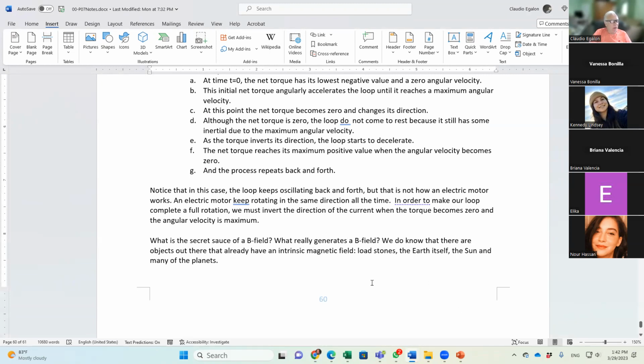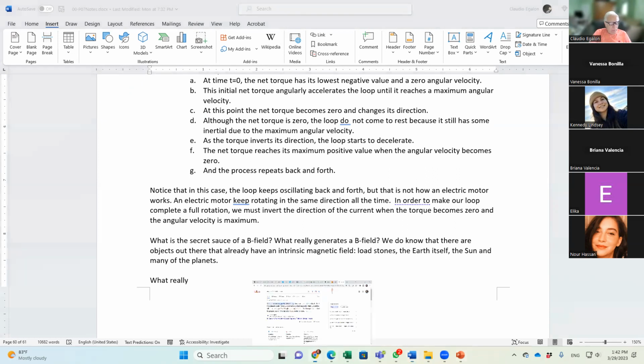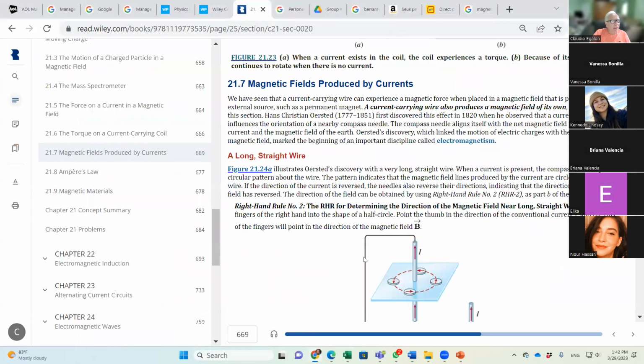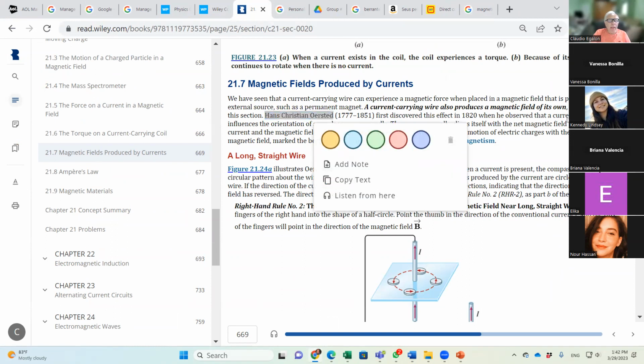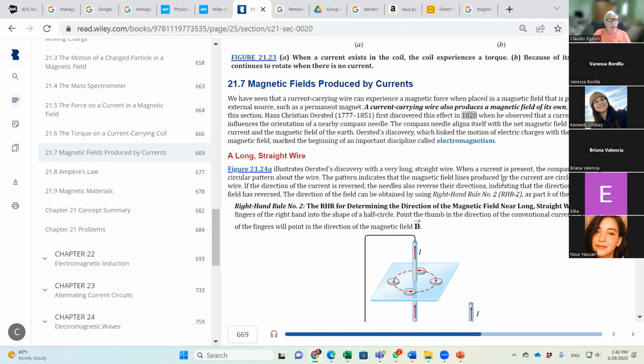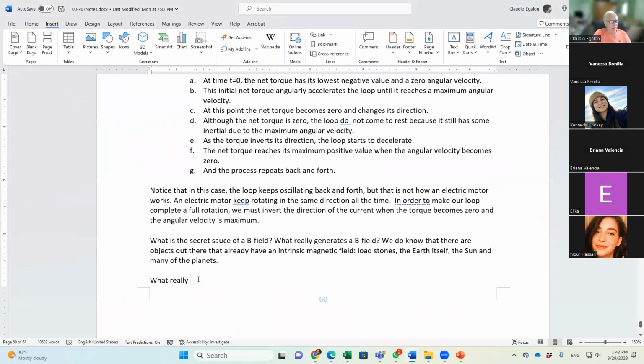We do know that there are objects out there that already have an intrinsic magnetic field, like lodestones known by the ancients, the Earth itself, the sun, and many of the planets. So what really creates a magnetic field? It was something that was discovered. Who discovered that? I believe Ørsted, back in 1820. What did he discover at the time?